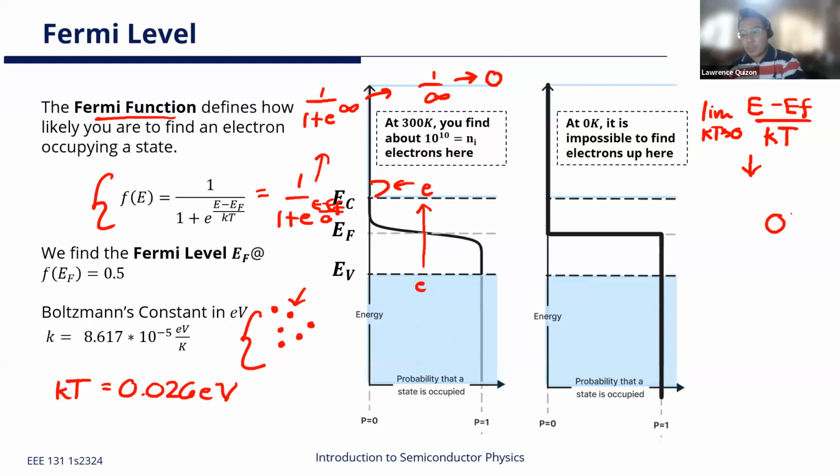If KT approaches 0, then it depends on the sign of this, no? If negative, then it's going to approach negative infinity, right? If positive, then it's going to approach positive infinity, right? So I hope that one makes sense.